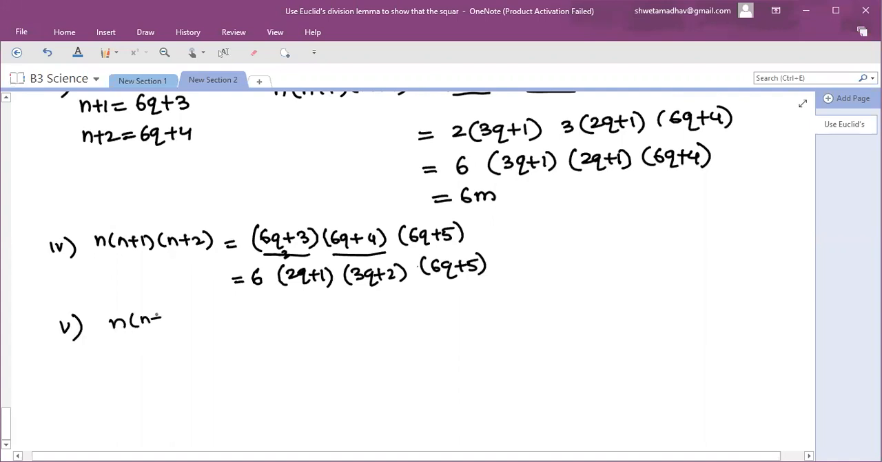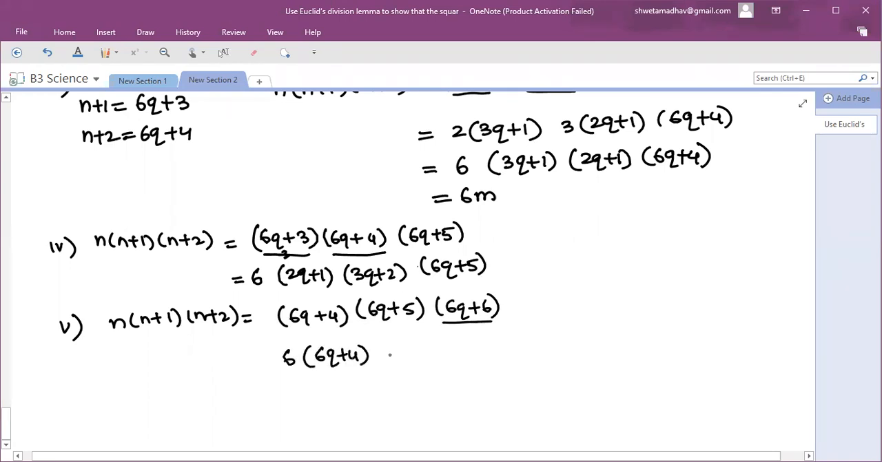And then fifth one, n is 6q plus 4. This is 6q plus 5 and 6q plus 6. So from this directly we can take 6 common. So it is 6q plus 4, 6q plus 5 and q plus 1. So it is again the product of 6. So it is divisible by 6.